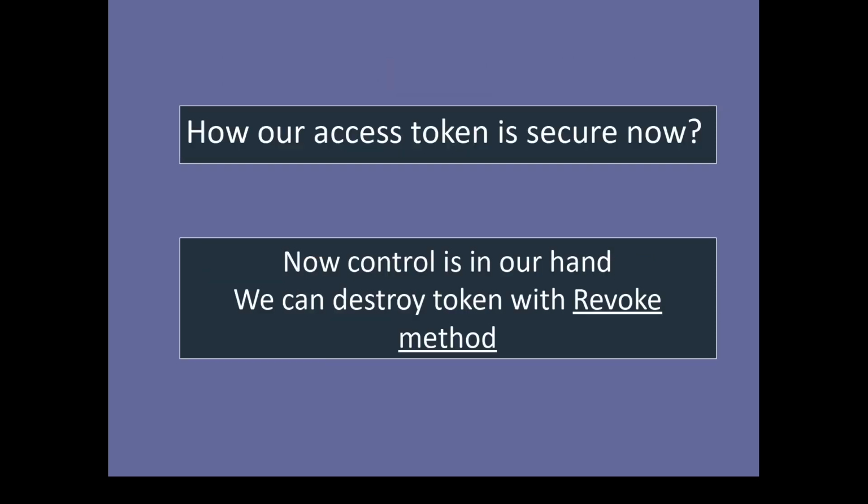Now you might be wondering how these tokens are secure. An attacker can use our website for a longer period of time if he has this access token, but that's not the case now. Now the situation is in your hand. If you suspect that an attacker has your authentication token, then you can call a revoke method which will destroy your token information that is stored in your database. So this is how authentication works. Now let's understand these concepts with the help of code.